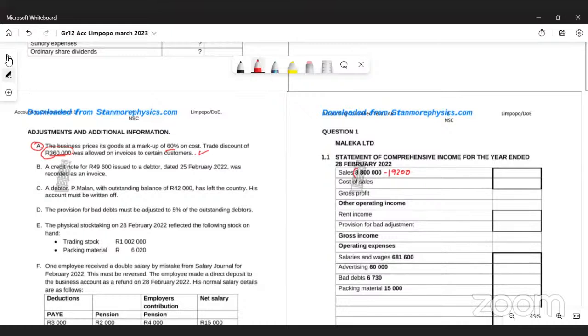Now let's go on. Remember, this won't affect the sales. Why? It's not affecting the current sales because it has been recorded already.